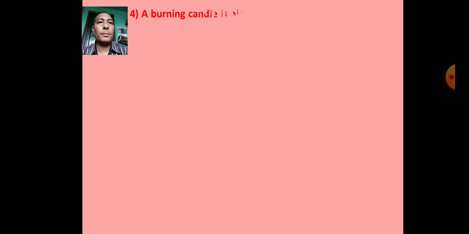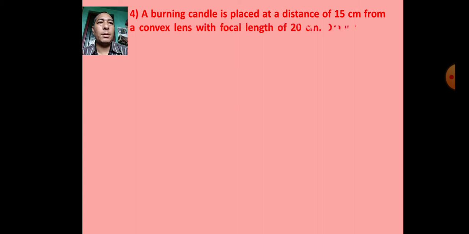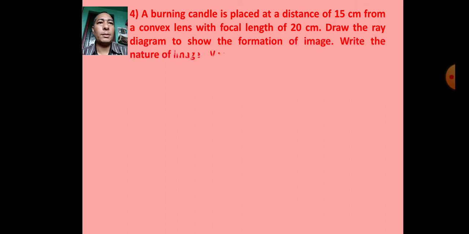4. A burning candle is placed at a distance of 15 centimeter from a convex lens with focal length of 20 centimeter. Draw the ray diagram to show the formation of image. Write the nature of image. What is the power of lens?